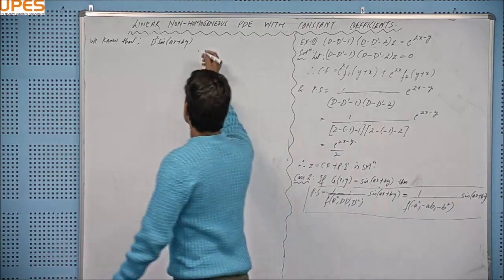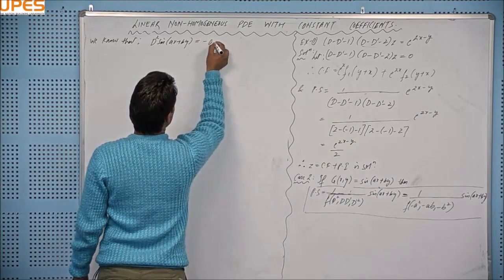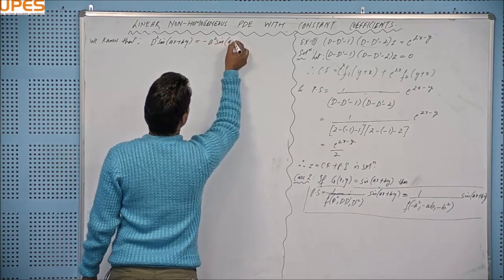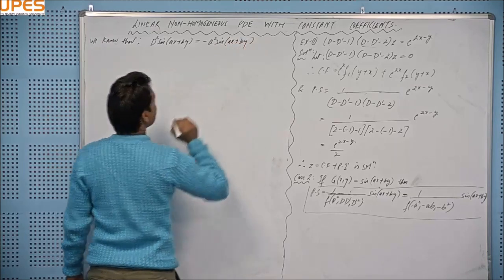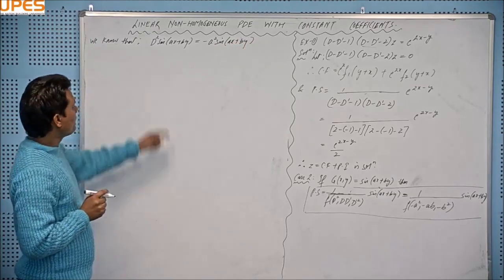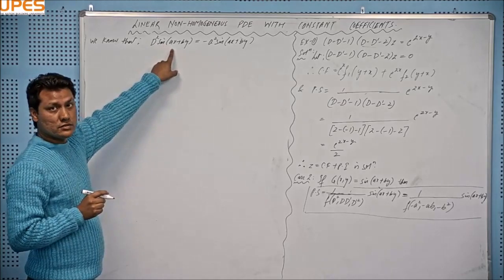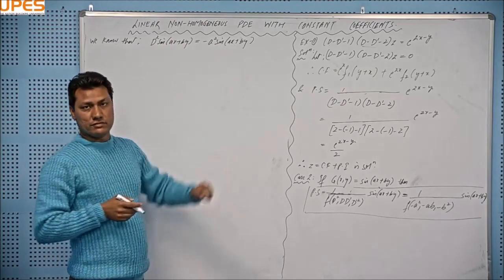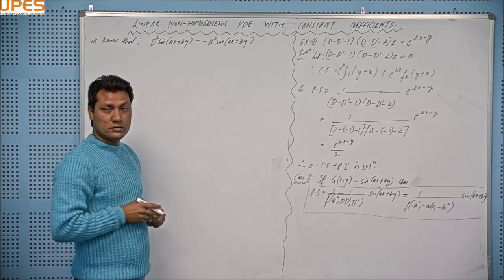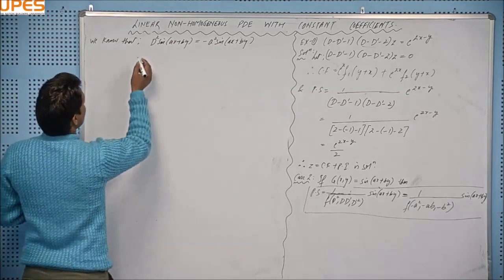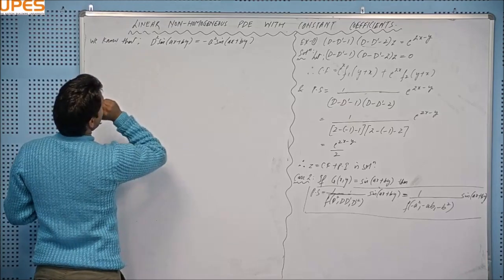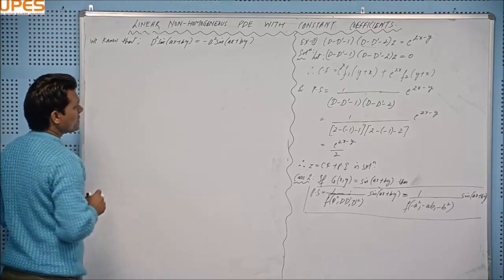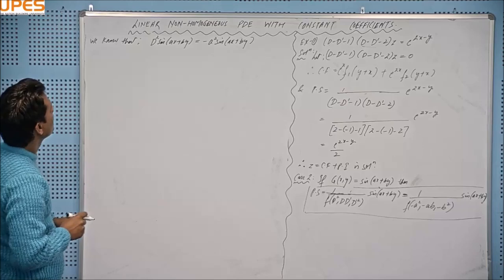You can see it is very easy. Minus a square sine of ax plus by, right? It means that after differentiating it twice with respect to x, the result is some constant multiple of the function itself, right? That's what we want. And similarly, should I generalize? No, this is fine.